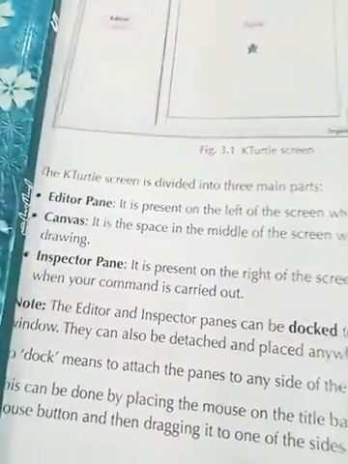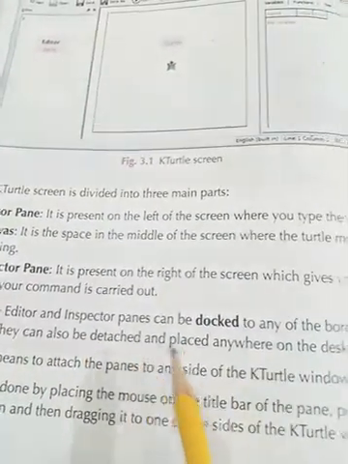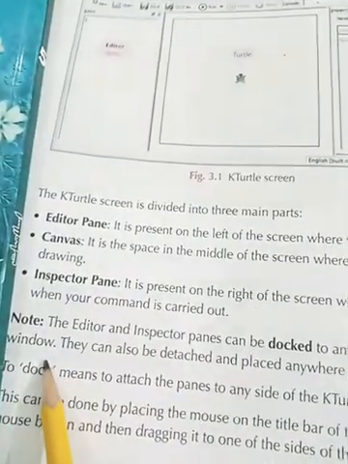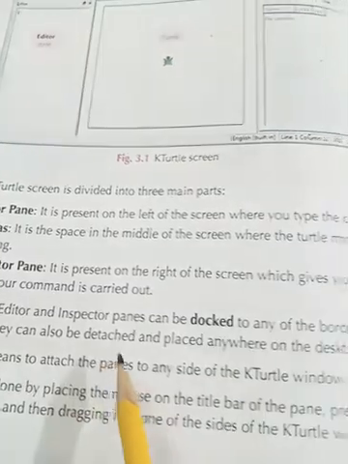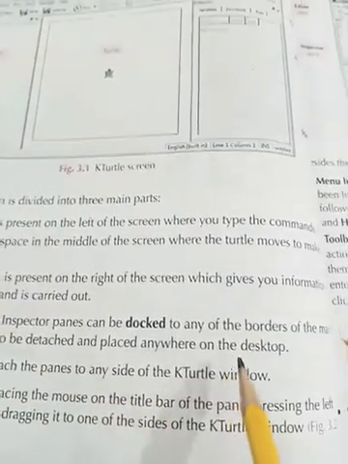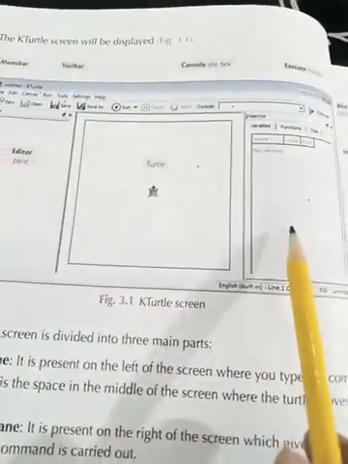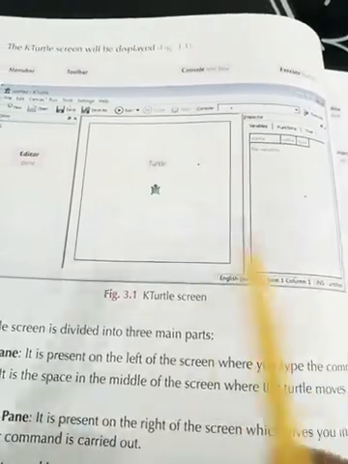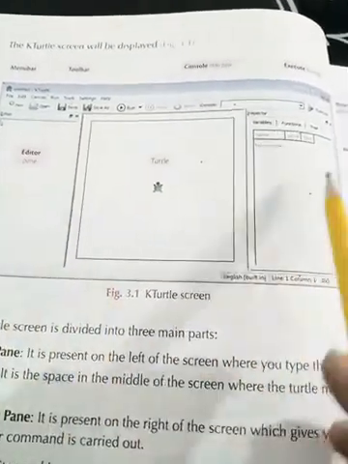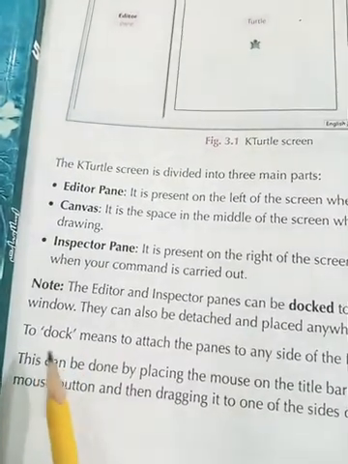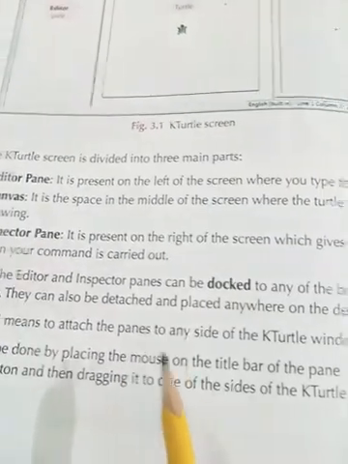Note. The editor and inspector panes can be docked to any of the borders of the main window. They can also be detached and placed anywhere on the desktop. Now this editor pane and this inspector pane, we can dock them. Dock means that they can be cut from here and attached to any other border. They can move. Alright. To dock means to attach the panes to any side of the KTurtle window.